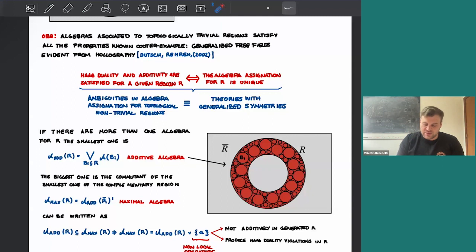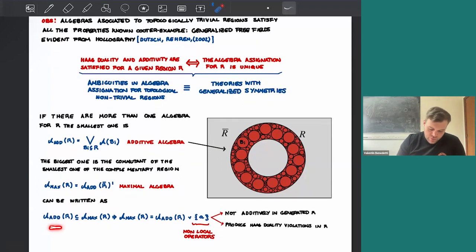In these cases, where there's more than one algebra, we will say that the additive algebra is contained in the maximal algebra. So we will be able to write this maximal algebra as the additive algebra and some other non-local operators that, well, the name non-local operator is a name till now, but it's essentially another set of operators that we call A's. We will be able to check in some examples that these operators are not additively generated in the region R, and they are related to Haag duality violations in the region R.